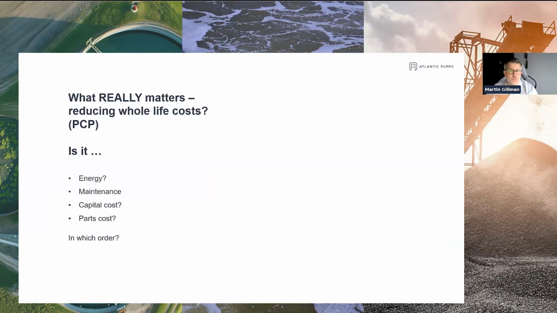So what really matters when we're reducing whole life costs? There's no audio on here, so you don't need to shout out your answer, but you can scribble it down if you like. Which has the most impact if we were looking at a 10-year life cycle, let's say, of the pump we just looked at? What's going to be a major factor? Is it going to be energy use? Is it going to be maintenance cost? Is it going to be the capital cost of the pump at the beginning? Is it parts over time? Which order do we think it is?